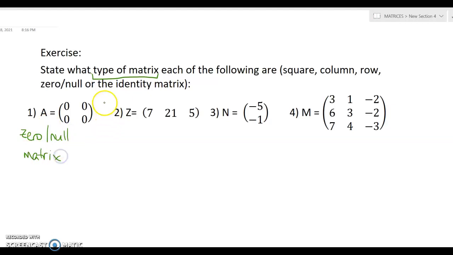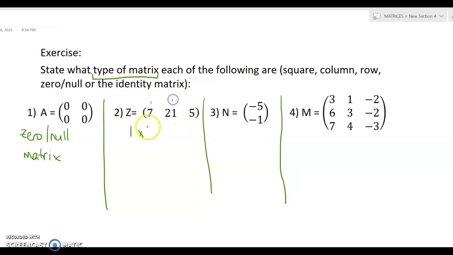All right, number 2. Here we have 7, 21, 5. We have how many rows? What's the order? 1 row and 1, 2, 3 columns, 1 by 3. So it only has 1 row, so it's a what? Row matrix. Number 3, we have 2 rows. The order is 2 rows by 1 column. So 1 column means it's a column matrix, right?